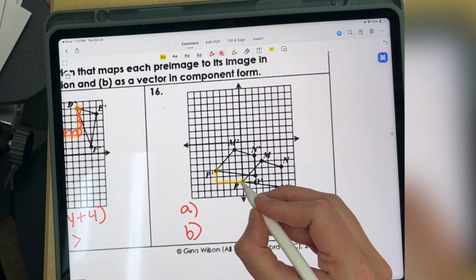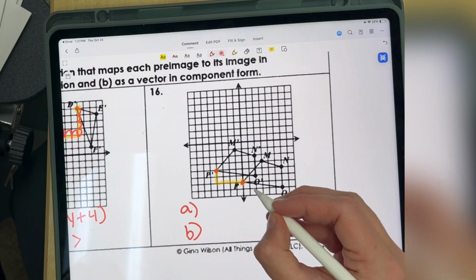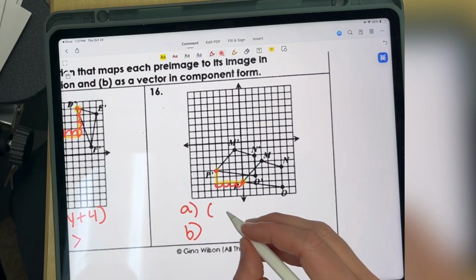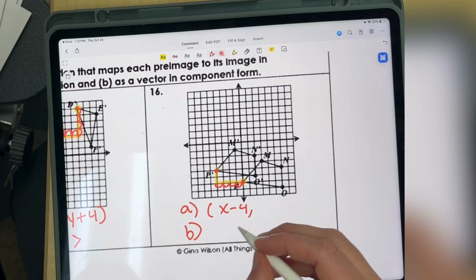First I've noticed the yellow line goes from here to here, going to the left. How many? 1, 2, 3, 4. So that would be x minus 4. Or in vertex form, just a negative 4.